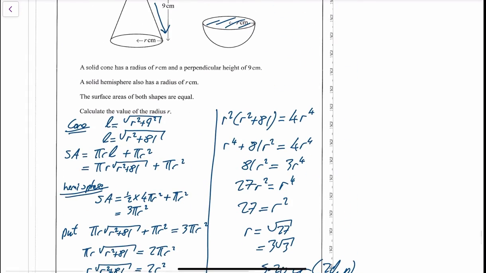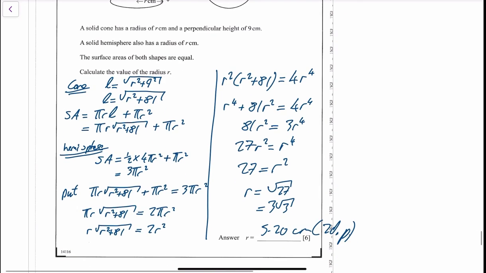Okay, if you have time at the end of the exam, of course, check your paper. Look for any silly mistakes that you may have lost marks on.